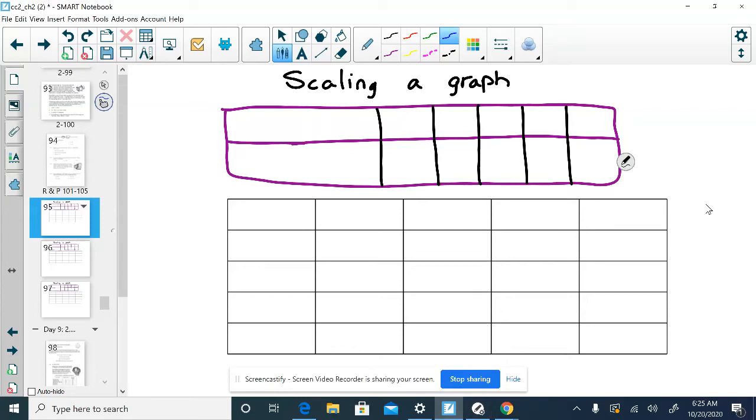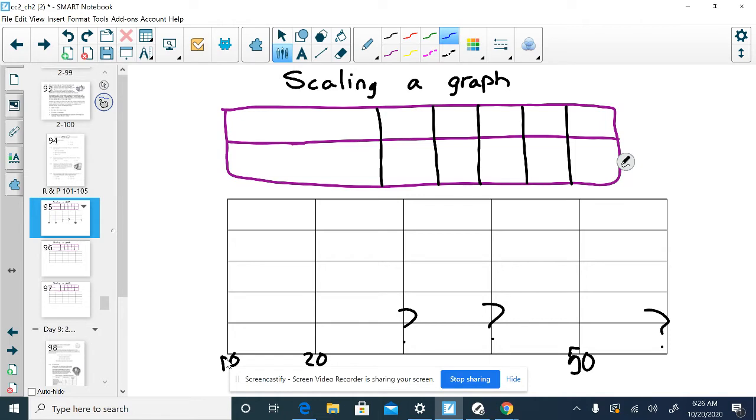All right, so today we are taking a look at scaling a graph. This is very similar to scaling when we have missing pieces. In other words, we had some problems where it was like 10, 20, 50. What would these missing pieces be?